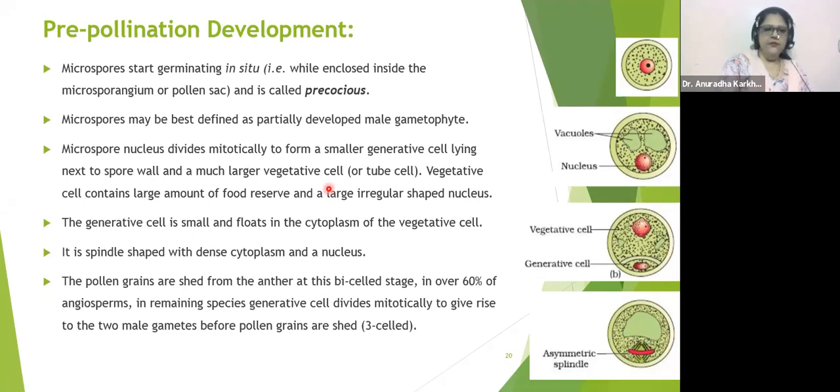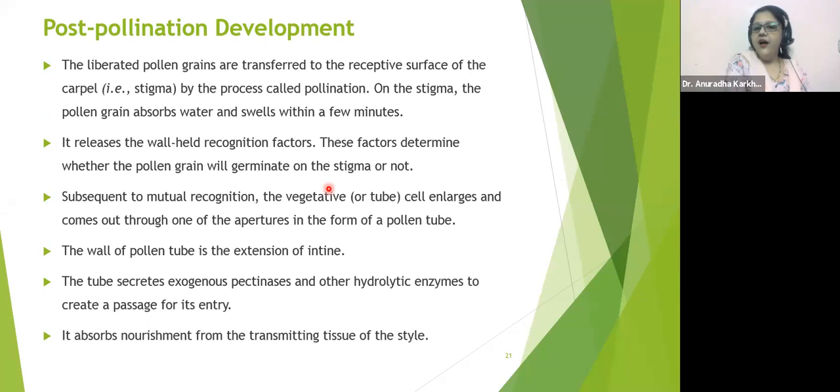Yeah, in the generative cell. Yes, beta, only in the generative cell. Nothing will happen in the vegetative cell. Okay, the small cell is the generative cell, in which mitosis is going to take place.